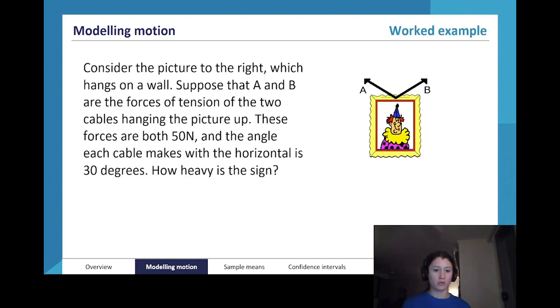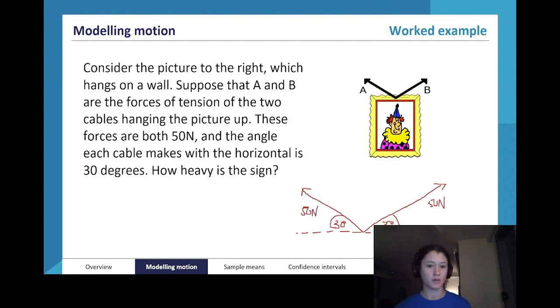Then we know the angle each cable makes with the horizontal is 30 degrees. How heavy is the sign? So what we're firstly going to do is draw a diagram. So this is 30 degrees, 30 degrees. And then the forces are both 50 newtons. So the lengths here are 50 newtons.